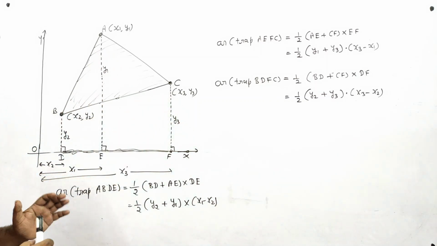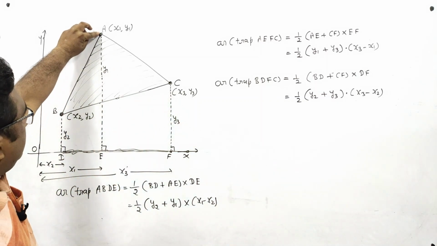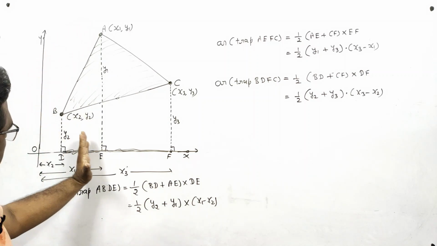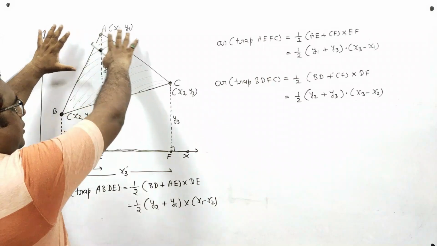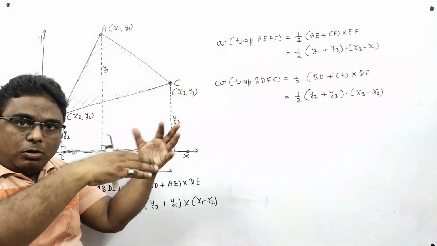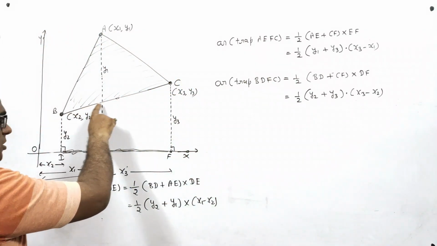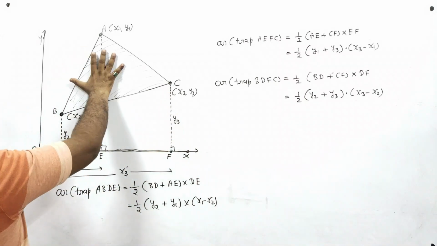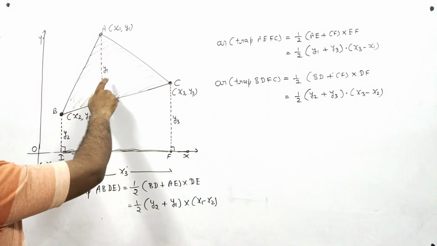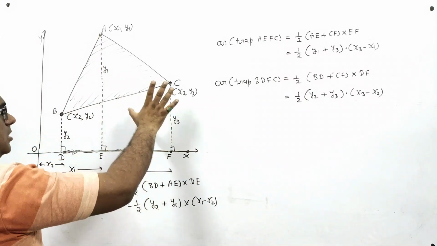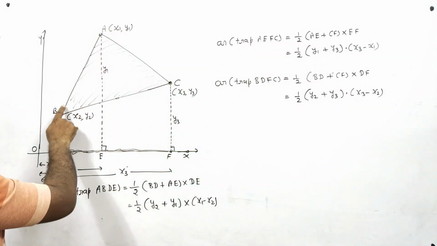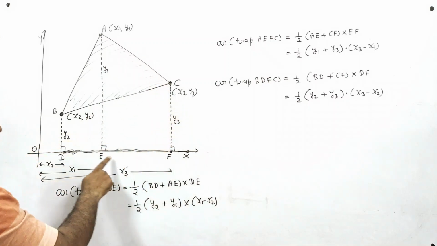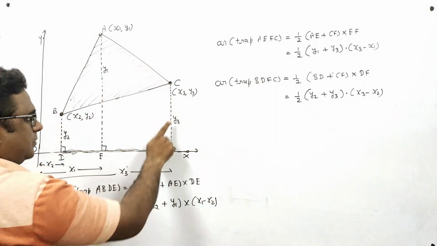Let me explain it once again. If I add this trapezium and this trapezium, then the whole figure will be covered. And from the whole figure, if I subtract this trapezium, then this triangle will be left. So the area of this triangle means this trapezium plus this trapezium minus this trapezium.